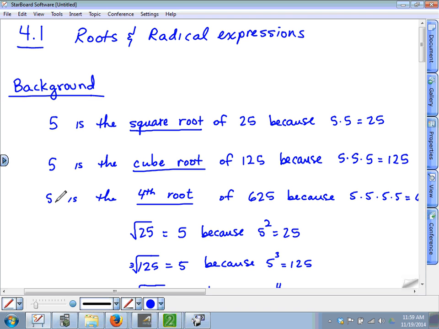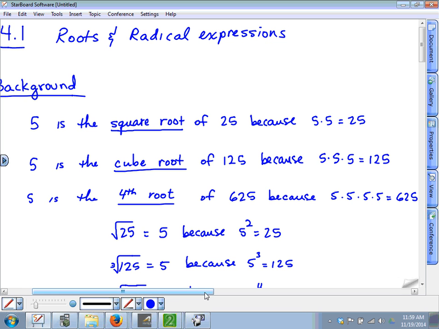5 is also the fourth root of 625 because 5 times 5 times 5 times 5 is 625. This is all stuff that you should be able to easily understand, stuff you might already know. I do want you to write this in your notes. You see what I'm circling? This is pretty quick to write. 4.1, roots and radical expressions.